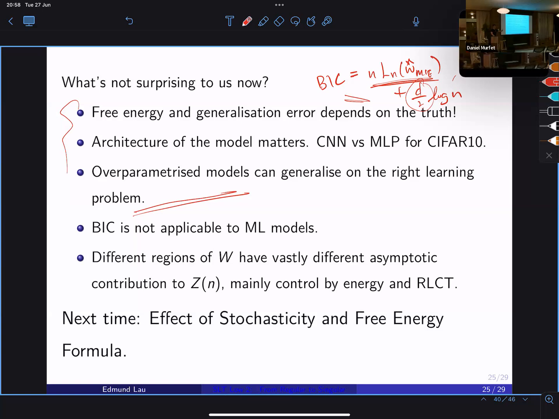If the data is not learnable, it's a randomly generated sample, and no model will do well, right? Singular or not, BIC doesn't apply. Different regions of W.